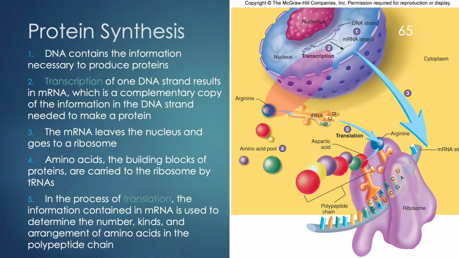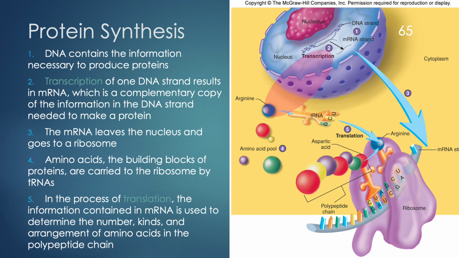Before we get into transcription and translation in greater detail, let's just take a 30,000-foot view of protein synthesis in the cell. First off, we know that the nucleus houses the DNA, which is all of the information necessary to produce the proteins. But DNA is too big to leave the nuclear envelope via the nuclear pores, so we need to have an additional mechanism. This is where messenger RNA comes in.